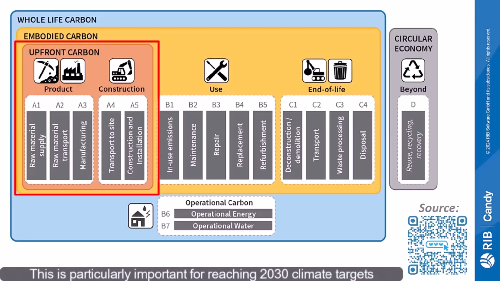This is particularly important for reaching 2030 climate targets because these emissions will be front-loaded in the next 10 years, unlike annual operating emissions or end-of-life emissions, which will occur later and/or gradually over time. According to the World Green Building Council, upfront carbon will be responsible for half of the entire carbon footprint of new construction between now and 2050, threatening to consume a large part of our remaining carbon budget.